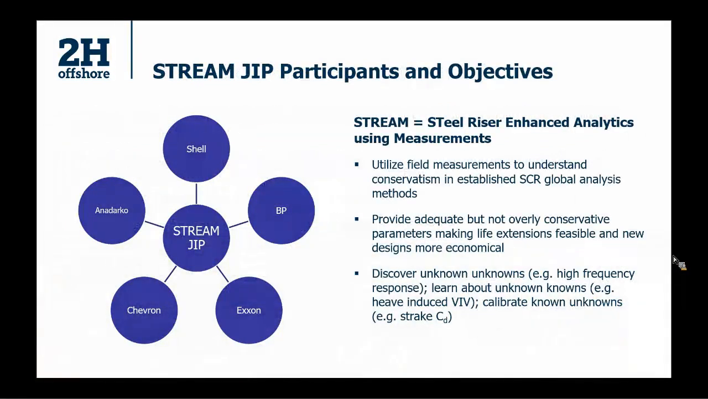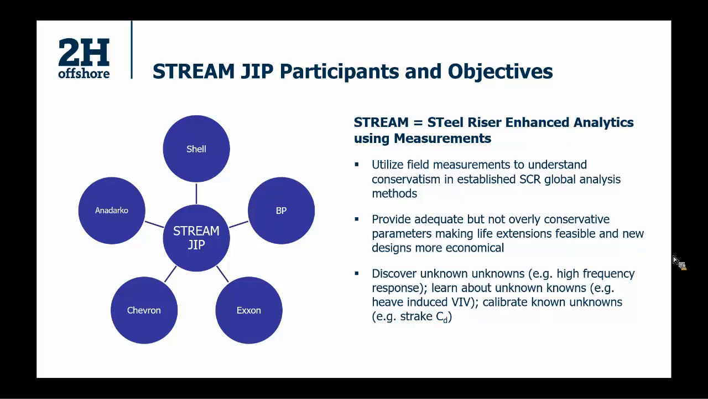And that's how we started STREAM JIP sometime in 2018, beginning of 2018, I believe. The members are shown on the left side. You can see Shell, BP, Anadarko, Chevron, and ExxonMobil. STREAM stands for Steel Riser Enhanced Analytics Using Measurements. So the word measurements is key here. We're using measured data and we are improving our understanding of riser response.